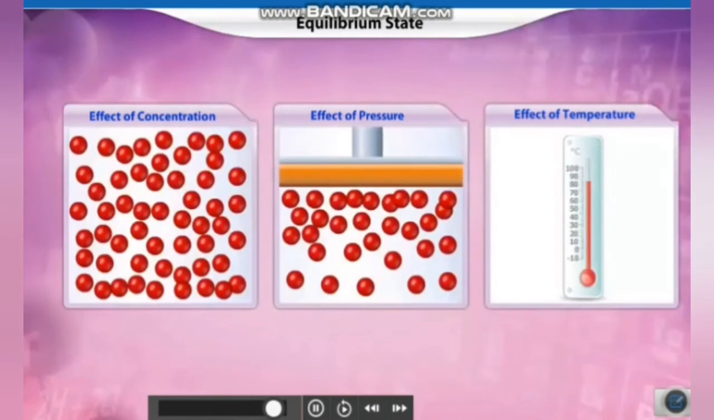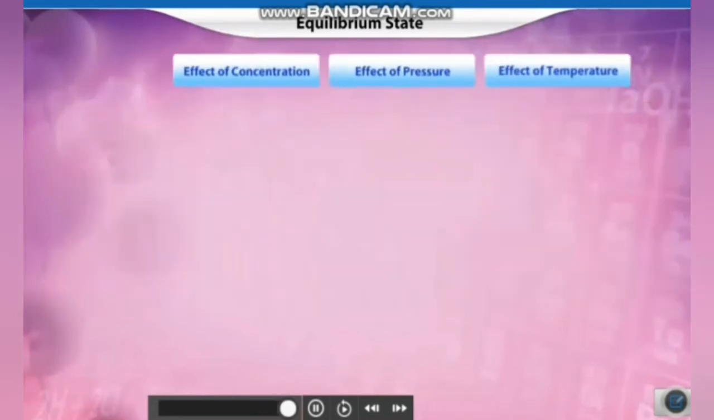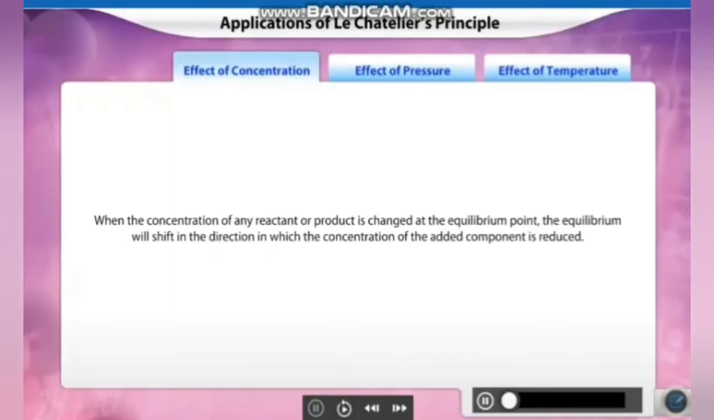Let us see the effect of concentration, pressure and temperature. According to Le Chatelier's principle, when the concentration of any reactant or product is changed at the equilibrium point, the equilibrium will shift in the direction in which the concentration of the added component is consumed or reduced.